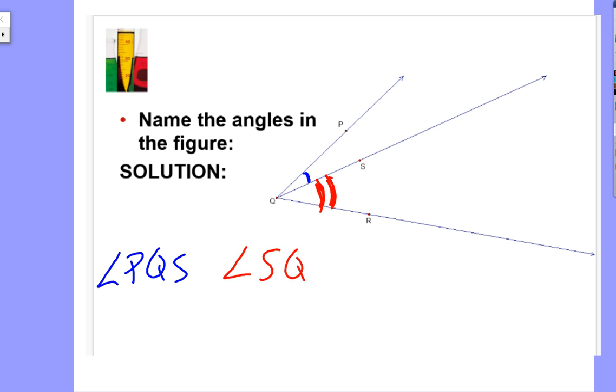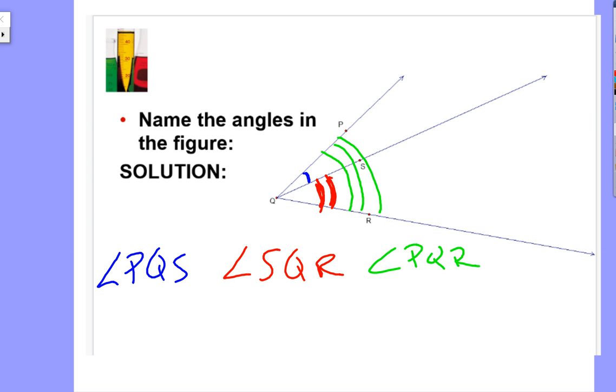Angle SQR. And then last but certainly not least, don't forget about the big angle, guys. We've got PQR. So we would have this entire angle PQR. And of course, I could go in reverse order for any of these. RQP, RQS, and SQP. All could have been done in reverse order there.